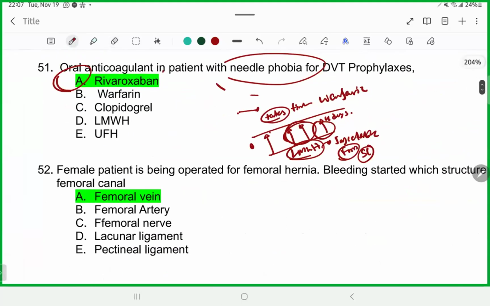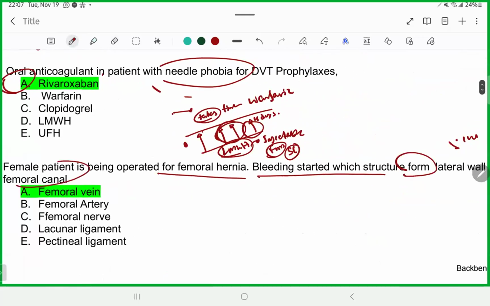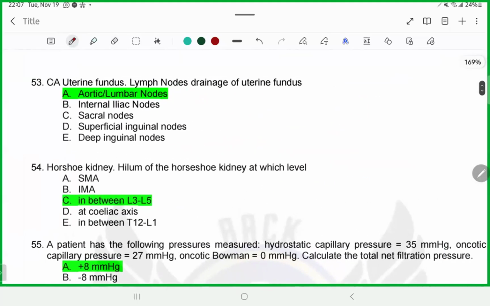Female patient is being operated for femoral hernia. Bleeding started. Which structure forms the lateral wall of femoral canal? Very easy and simple. We don't need to explain about it. Femoral vein.